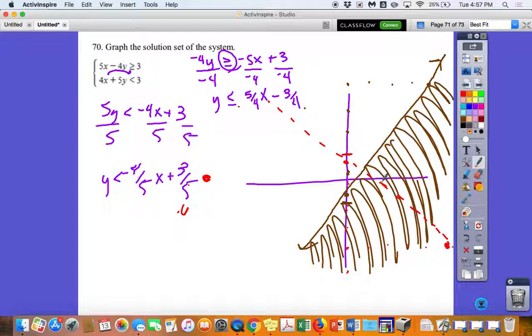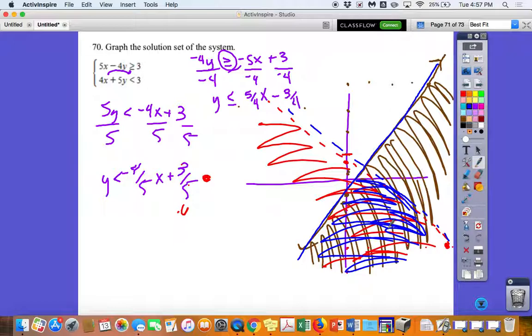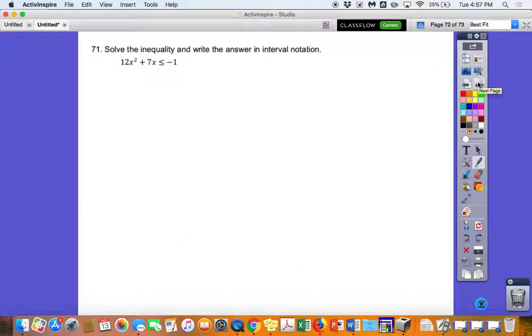Okay, and then this one says less than, so we're going underneath. So again, when it comes to test time, you're looking for a solid line here, you're looking for a dotted line there, and you want this segment right here to be shaded, because they're not going to show you the parts that are just shaded once. Okay, solve the inequality and write the answer in interval notation.